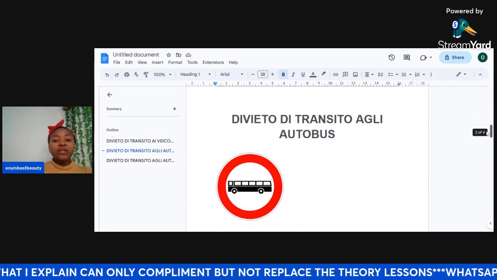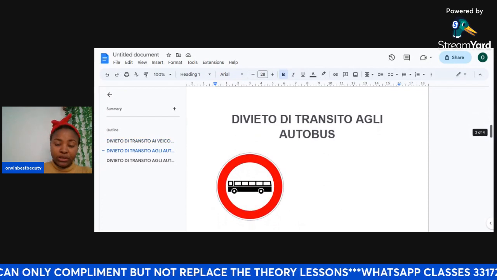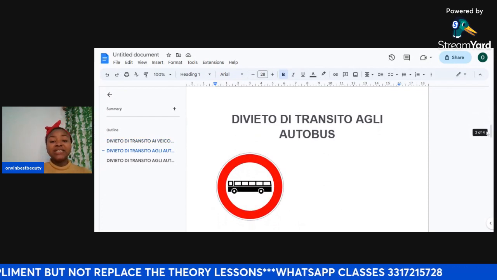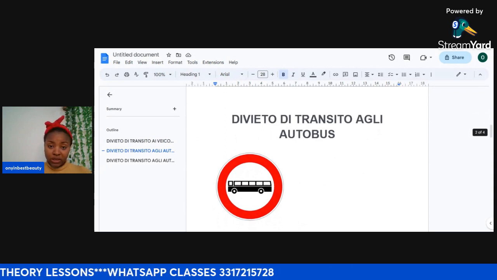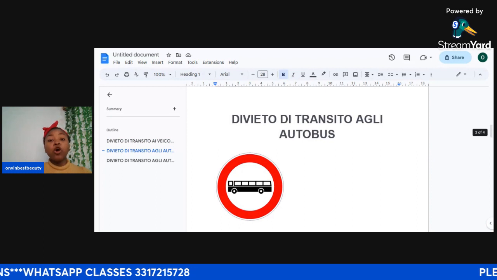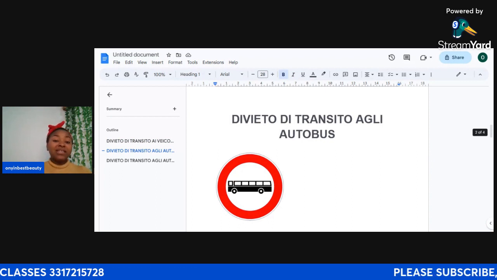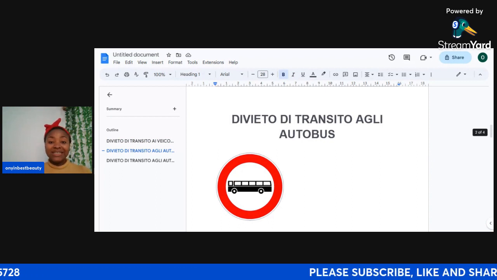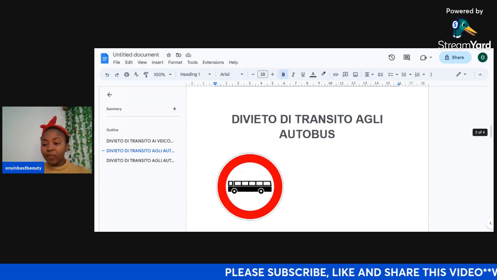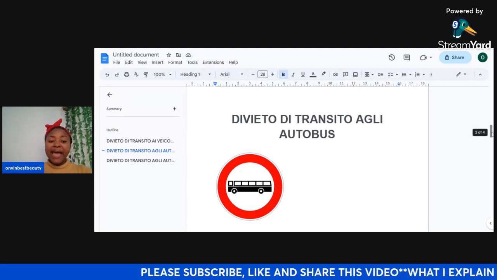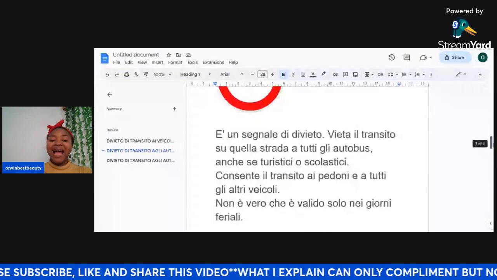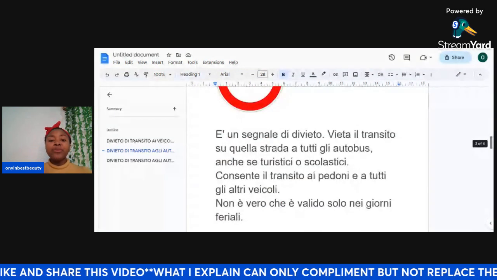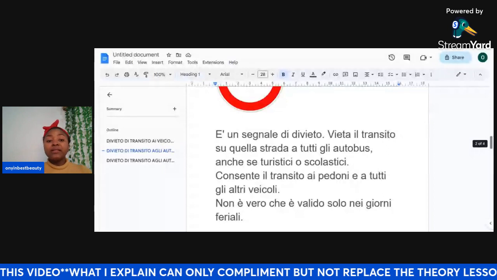Okay, we'll be seeing divieto di transito agli autobus. Remember, check the image that is being drawn inside of the sign. It is referring to autobus in this case. It says divieto di transito, they cannot transit where they see this sign. Now, what is it saying? È un segnale di divieto, vieta il transito su quella strada a tutti gli autobus. Now, it forbids all autobus to use this road.